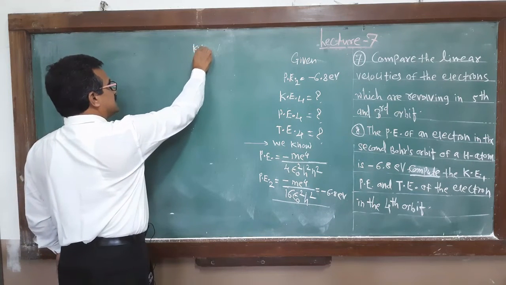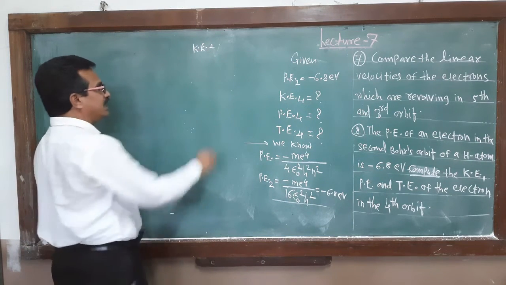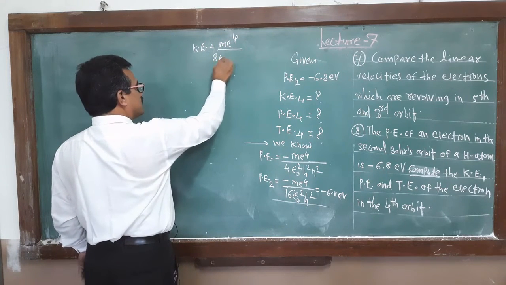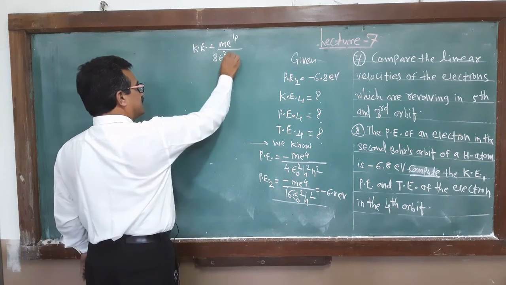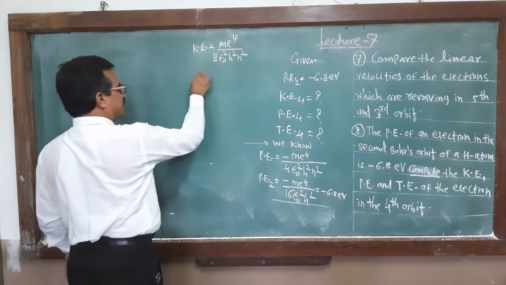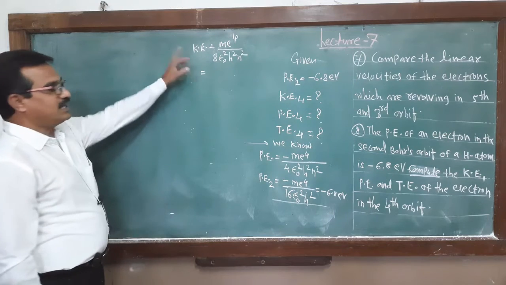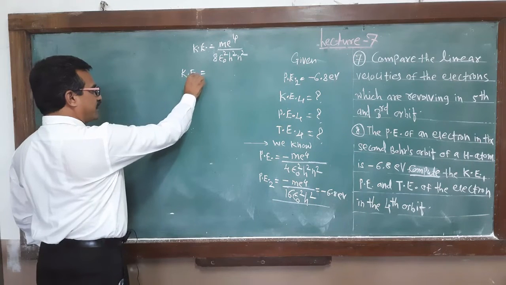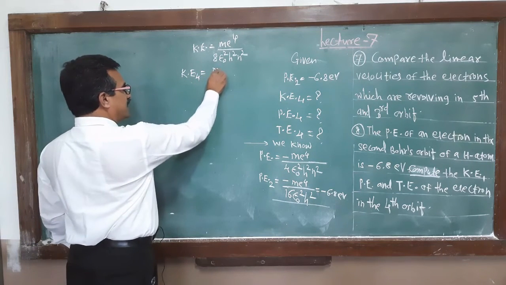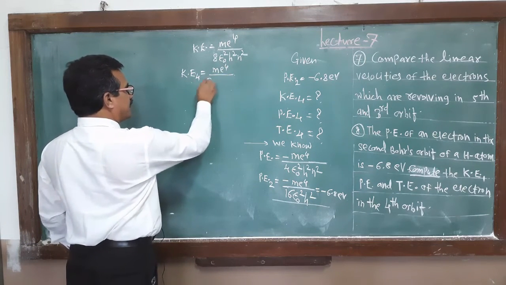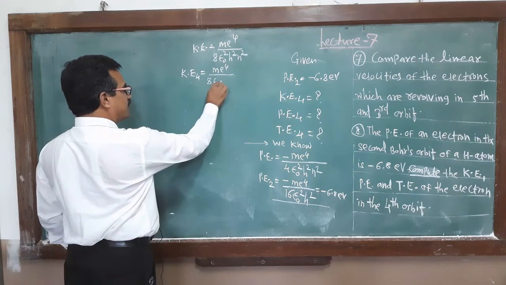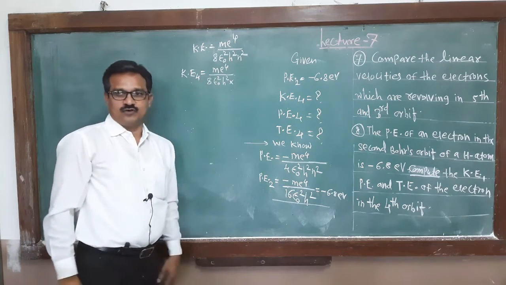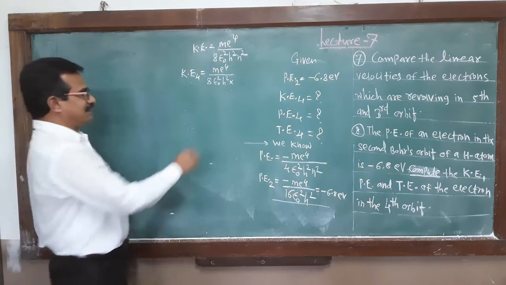Again, what is the expression for kinetic energy? Kinetic energy is equal to m e raised to 4 over 8 epsilon 0 square h square multiplied by n square for the nth orbit. But from the fourth orbit point of view, it is m e raised to 4 over 8 epsilon 0 square h square. What is the value of n? n is equal to 4. 4 multiplied by 4 square, it is 16.